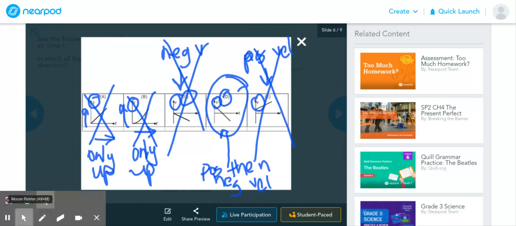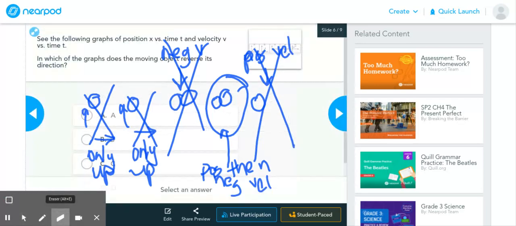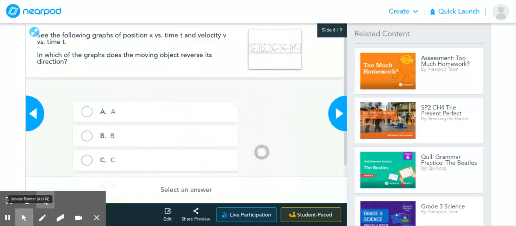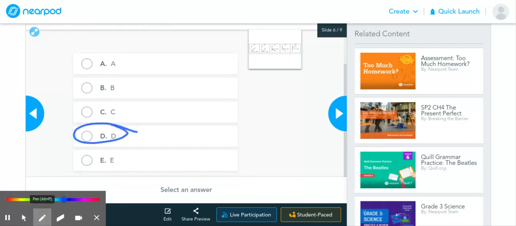That can't be right. So our answer is going to be D, which hopefully is just D. Yep, D. That's the answer there.